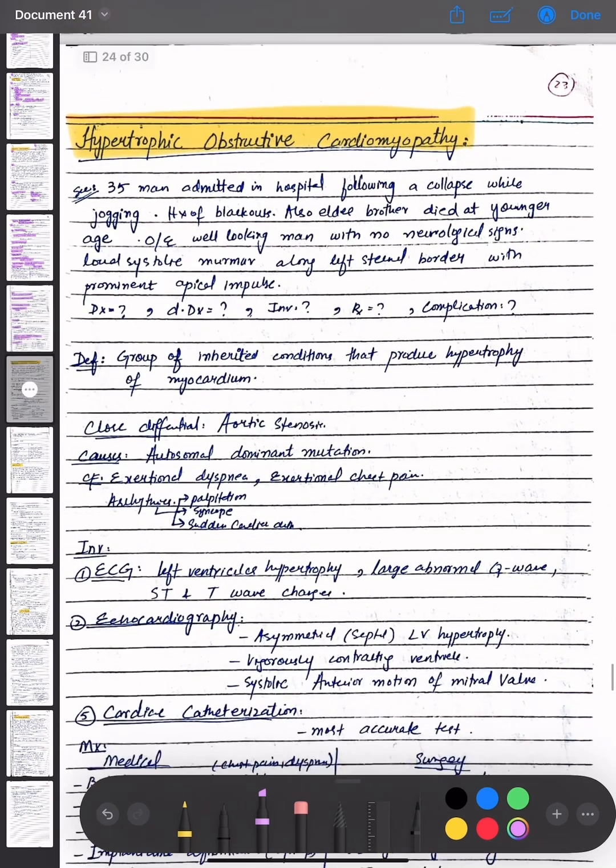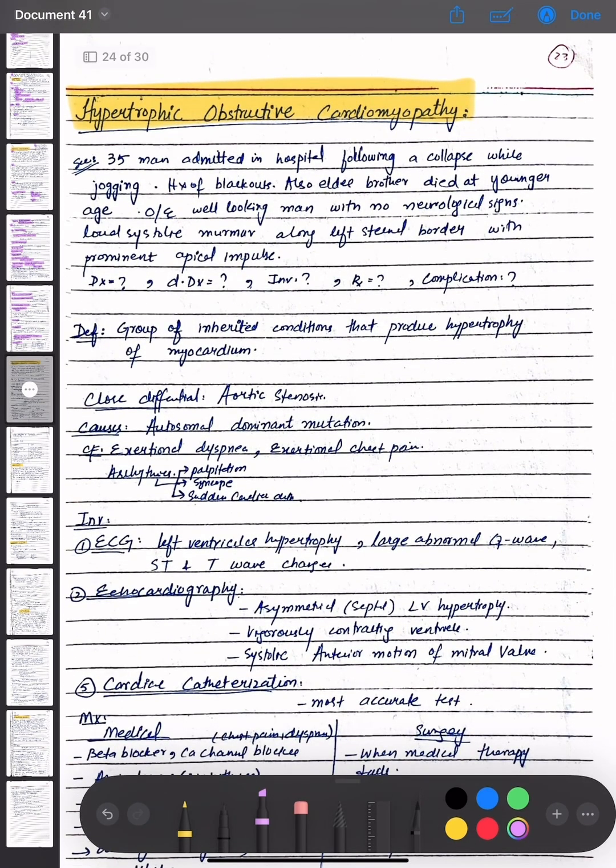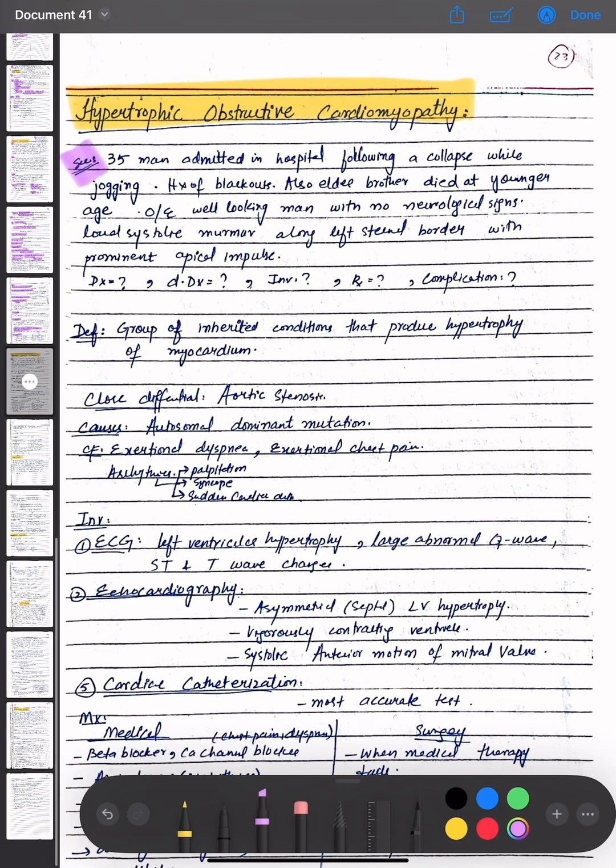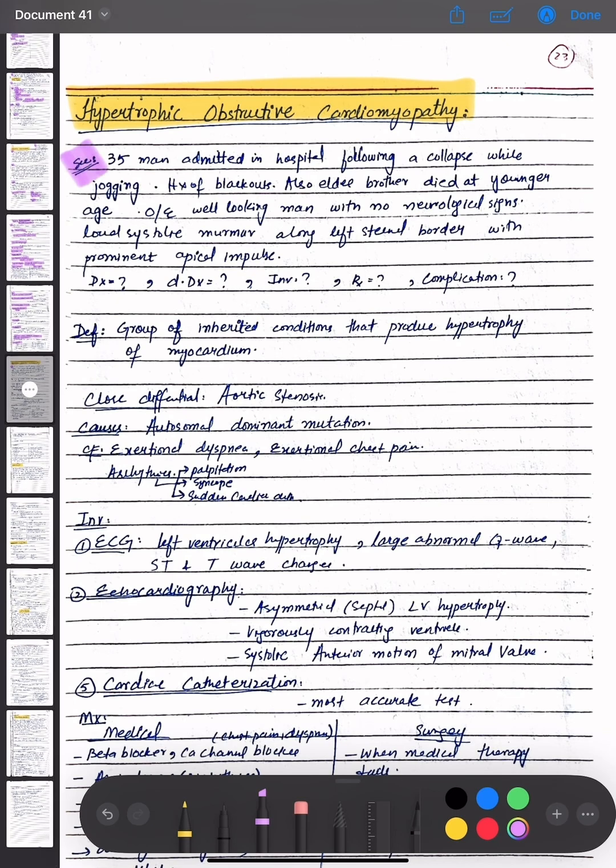Now coming towards hypertrophic obstructive cardiomyopathy, we are having a scenario that there is a 35 years man admitted in hospital following a collapse while jogging. The history of a blackouts is present. Also, elder brother died at younger age. On examination, he is well-looking man with no neurological signs. Loud systolic murmur along left sternal border with prominent apical impulse is present.